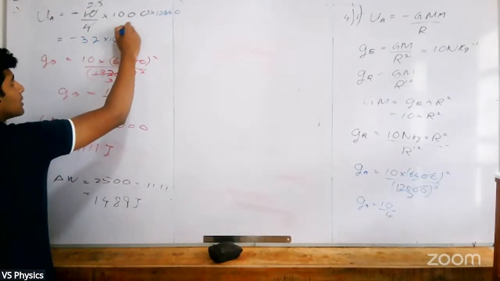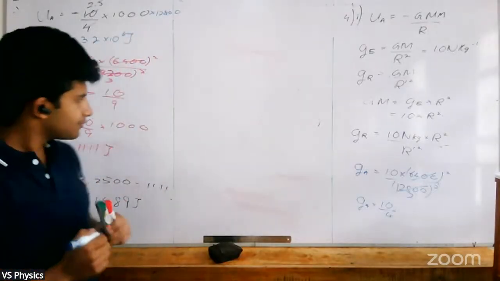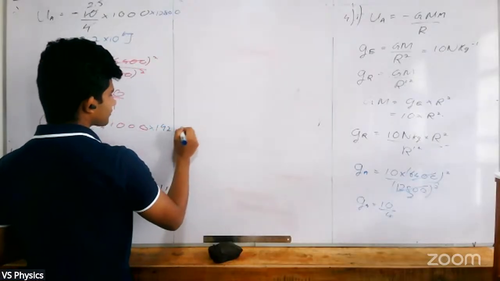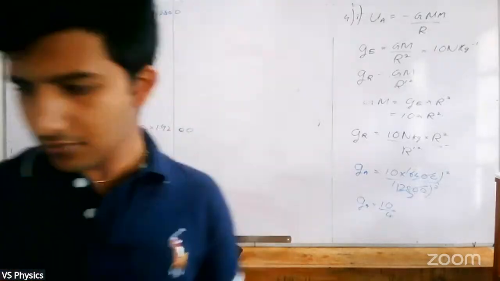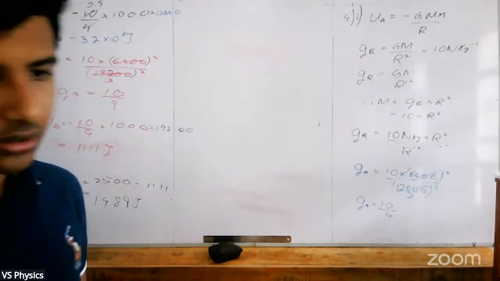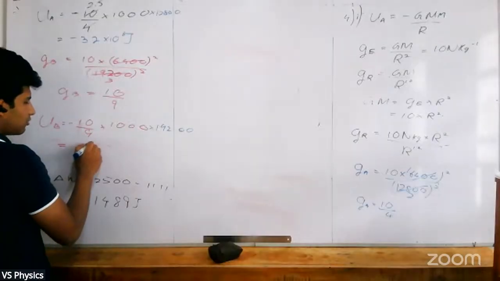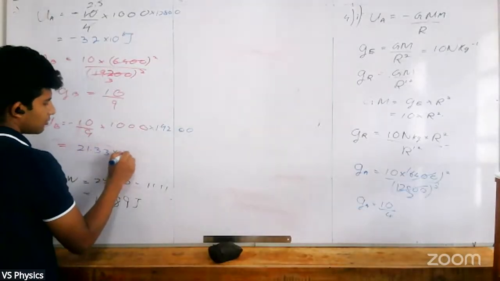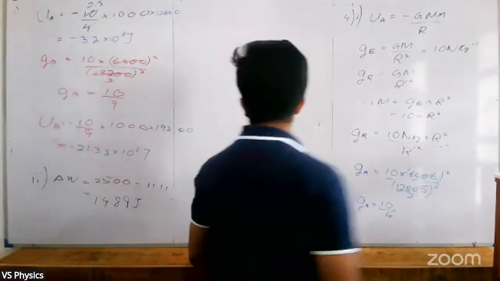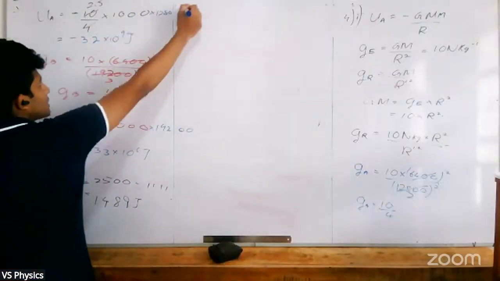32 times 10 to the power 6 joules. Actually, we have to multiply this by 19,200. We are getting somewhat answer similar to 21.33 times 10 to the power 6 joules. Make a minus one, no? Okay? And that is also in kilometers. Actually, it's not 10 to the power 6, this is 10 to the power 9 because this is in kilometers.